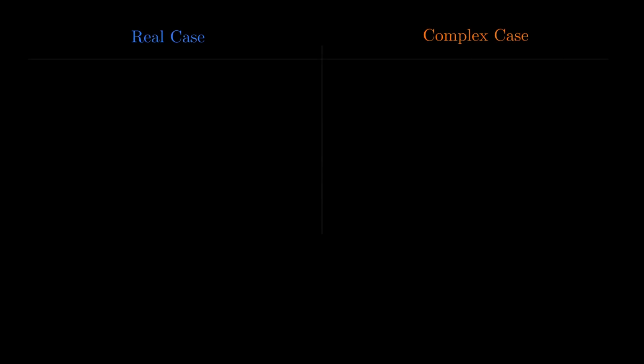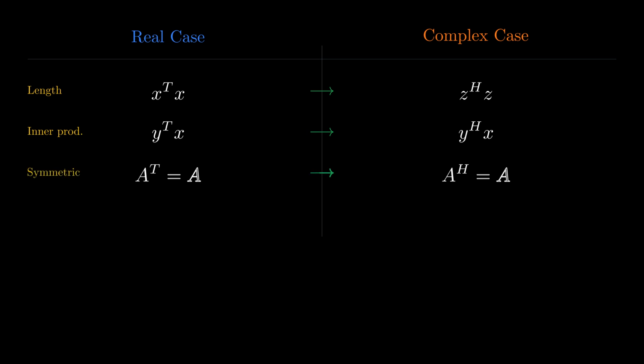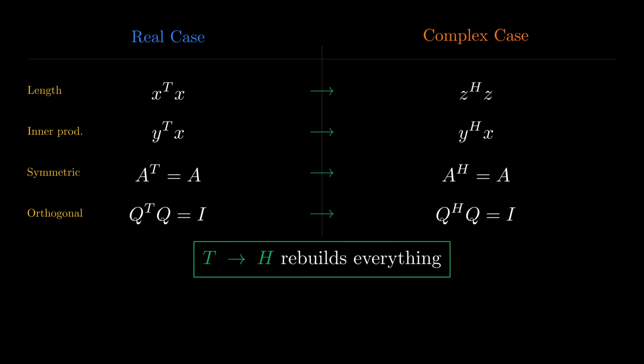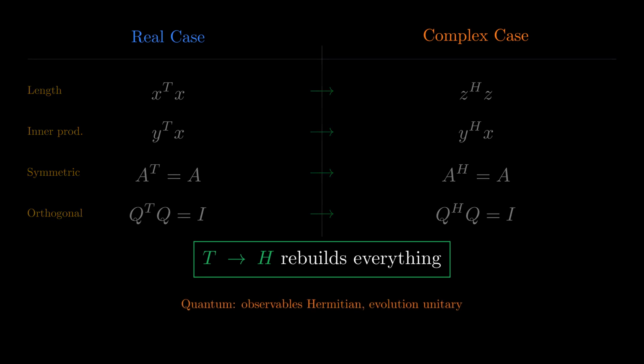The pattern is unified. Length, x transpose x, becomes z Hermitian z. Inner product, y transpose x, becomes y Hermitian x. Symmetric, where A transpose equals A, becomes Hermitian, where A Hermitian equals A. Orthogonal, where Q transpose Q equals I, becomes unitary, where Q Hermitian Q equals I. Replace T with H and the entire architecture of real linear algebra survives. This isn't a workaround, it's the correct definition.